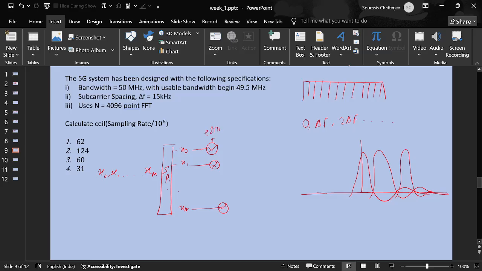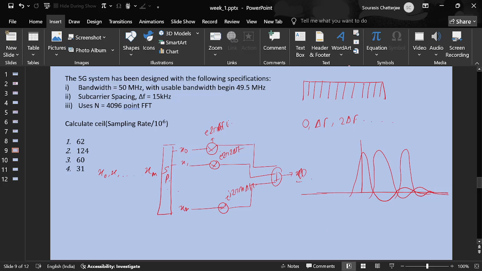It's like e to the power j 2 pi del f t, e to the power j 2 pi 2 del f t, up to e to the power j 2 pi m del f t, and then sum them up, and then effectively I transmit it.